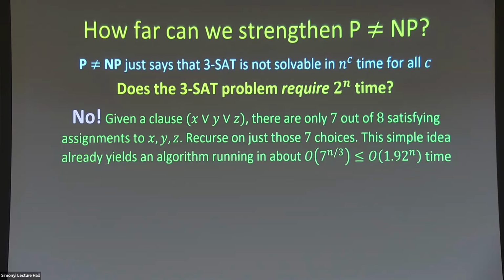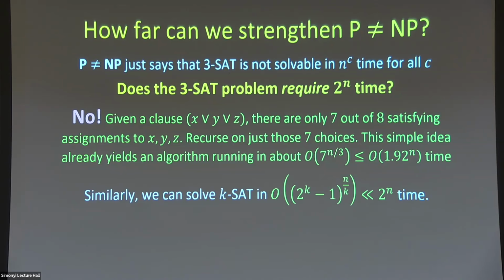And so I avoided a large swath of the search space by avoiding the assignment where all 3 of these were false. So this will give me about 1.9 to the n time already. It's a very, very simple algorithm. So this is not a problem that requires exponential time, but nevertheless, we can ask questions which become very interesting already.